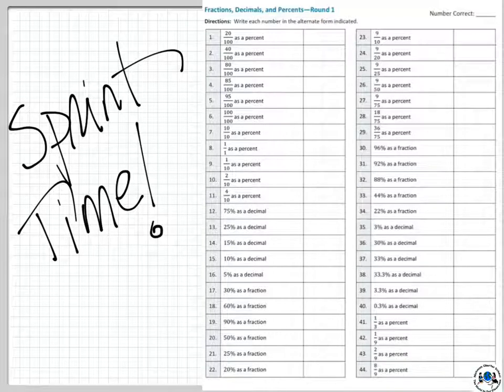Hopefully you understood what to do, because I really didn't explain it, but it seemed self-explanatory. Right up here, it said write each number in the alternate form indicated. So it asked you to write 20 over 100, or 20 hundredths, as a percent, and hopefully you wrote exactly 20%.